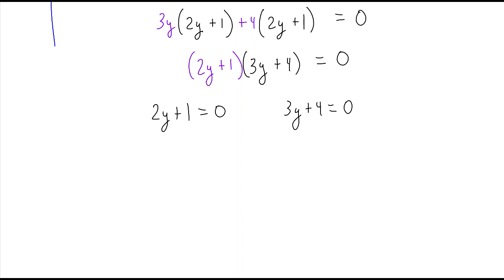Solve two different equations. 2y plus 1 equals 0. We'll eliminate the constant term by subtracting 1 from both sides. That'll leave me with 2y equals negative 1. I will divide both sides by 2. I get y equals negative 1/2.